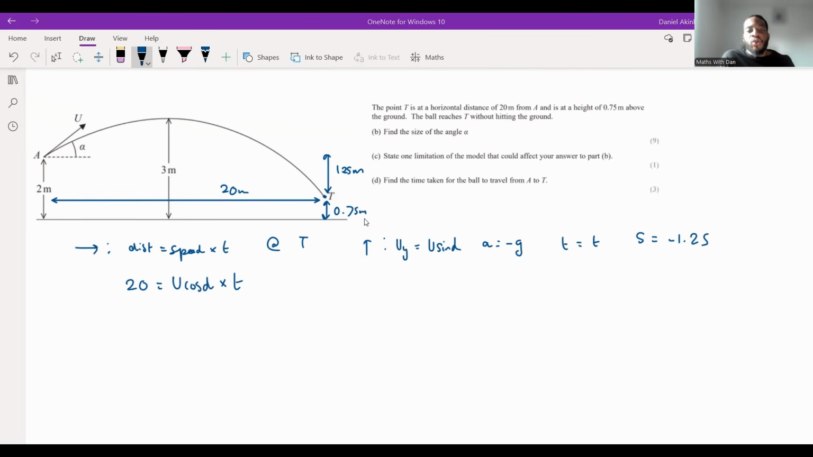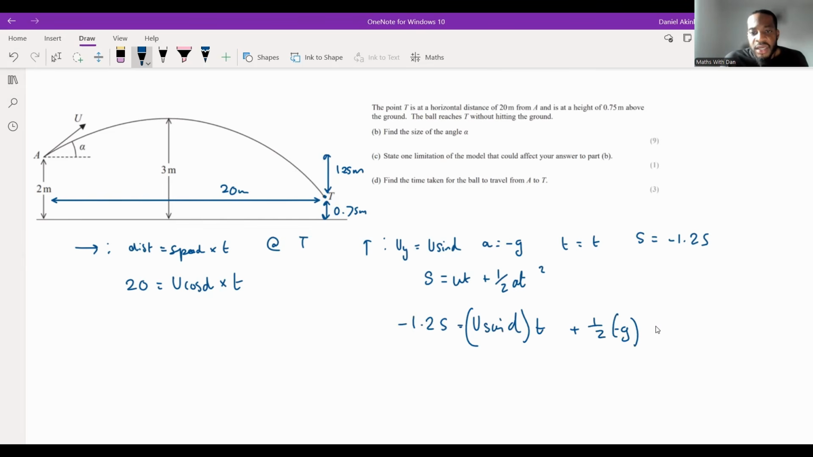And what you want to do with these questions here is create two equations and plug one into the other. So what formula connects U, A, T, and S together? That's S is equal to UT plus a half AT squared. So I'm going to plug everything I know. It's going to be minus 1.25 equals U, which is u sine alpha, times t, plus one half, and then this is minus g, isn't it? And then it's going to be t squared, like that.